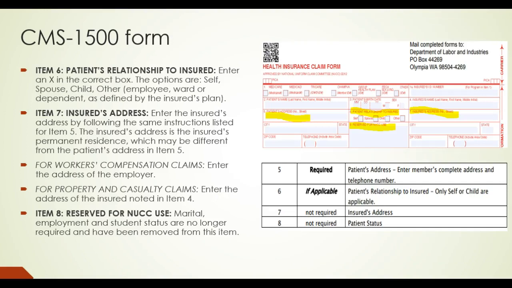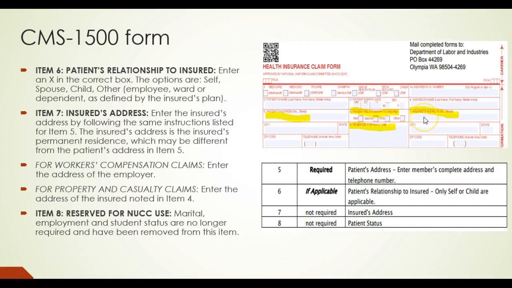So let's go to the next part of our form, and that's boxes 5, 6, 7, and 8. Okay, so in box 6, that's the patient's relationship to the insured. I'm sorry, box 5. Let's go there first. That is a required box. That's the patient's address in box 5 right here. And then in 6, this is where you select the patient's relationship to the insured. If it's self or child, you will select the applicable box.